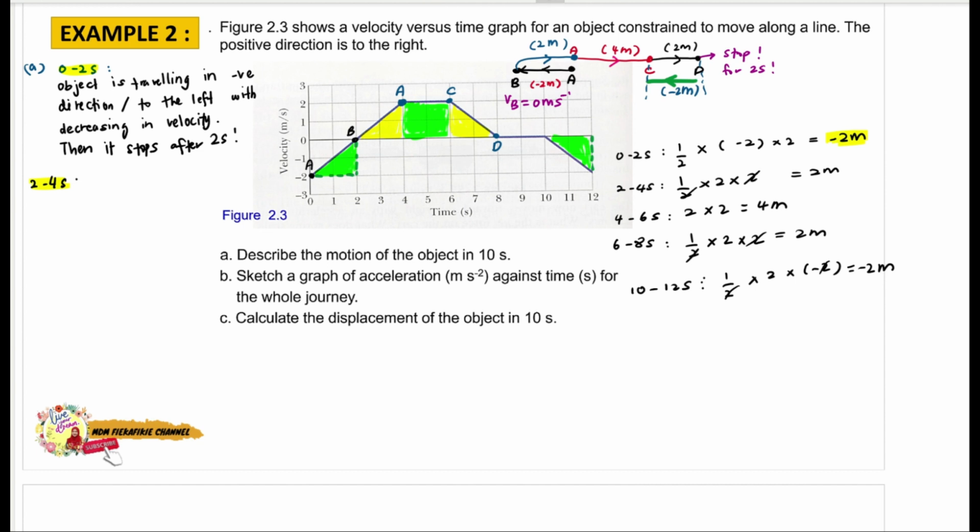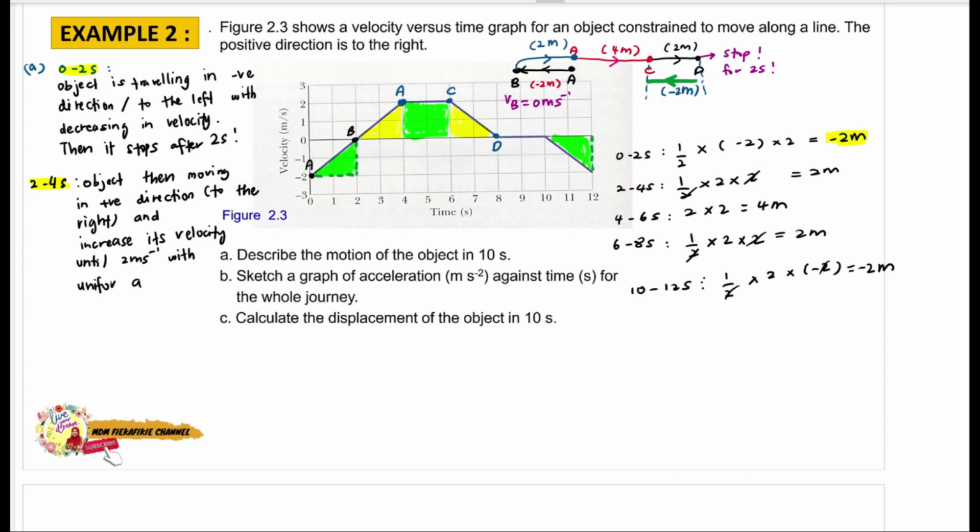From 2 to 4 seconds, the object is now, like we discussed earlier, A to B, and then it turned back to the right. We see the velocity value is positive, so we can say that the object is moving in the positive direction, which is to the right. And what happened to the velocity? It increases its velocity until 2 meters per second, with uniform acceleration.